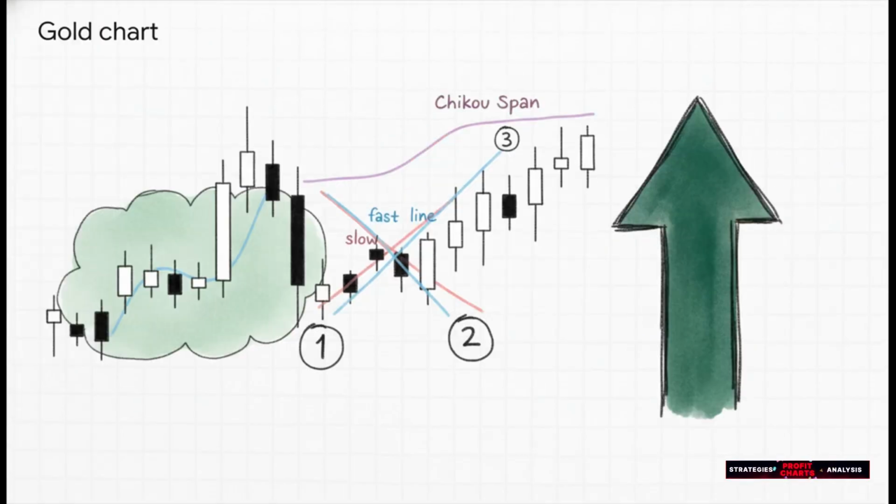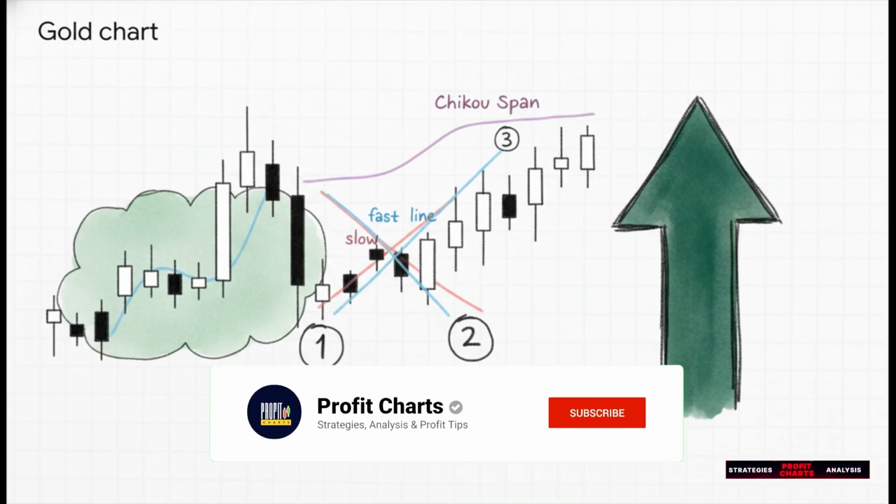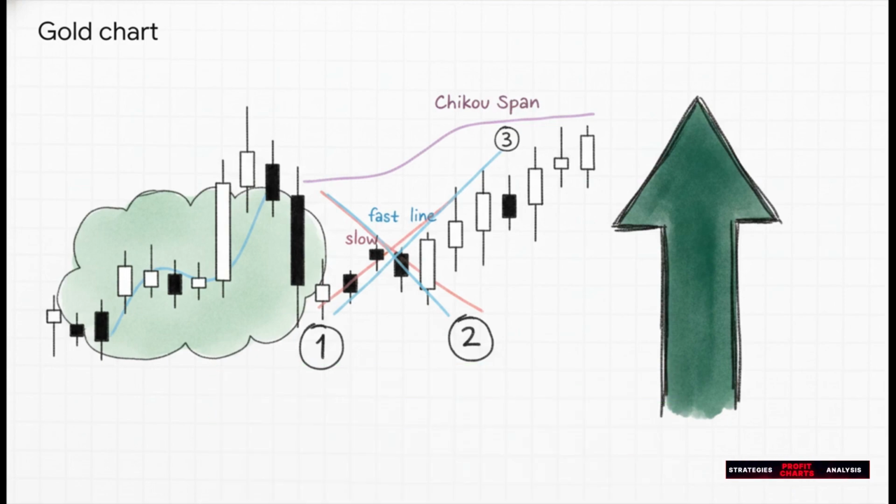Let's look at a real-world example on a gold chart. See this right here. The price breaks decisively above the cloud. That's box number 1 checked. A little bit later, right here, boom, we get the bullish Tenkan Kijun cross. Box number 2 checked. And finally, look at the Chikou span. It's completely unobstructed, way above the old price action. Box 3 is checked. All systems were go, and look what happened next. A beautiful, strong, sustained upward move.